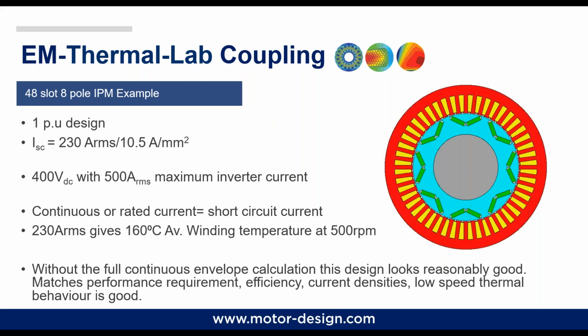which basically is 160 degrees, the average temperature in the winding at 500 RPM. So this is definitely a design where the continuous current is equal to the short circuit current. We have a maximum current from the inverter of 500 amps, so roughly double the continuous current. And from a typical electromagnetic perspective, or even using this initial coupling between electromagnetic and thermal, we can say this design actually looks pretty good.